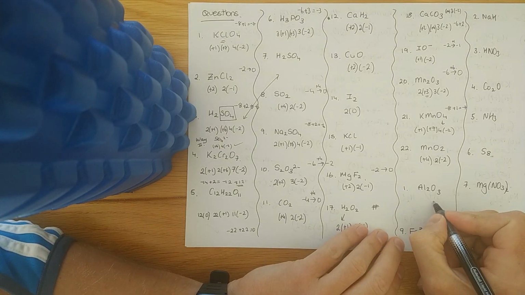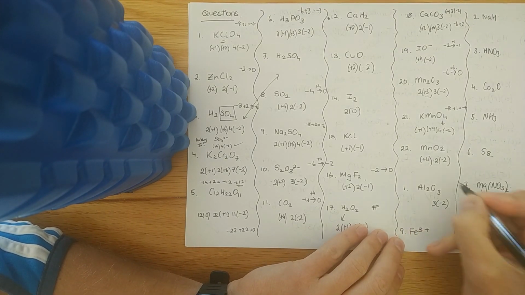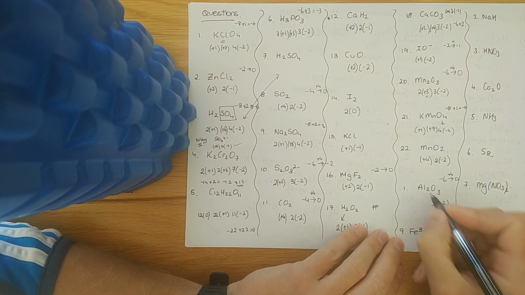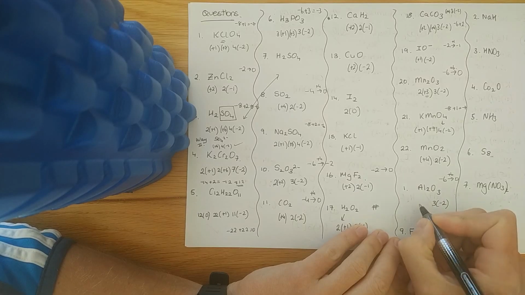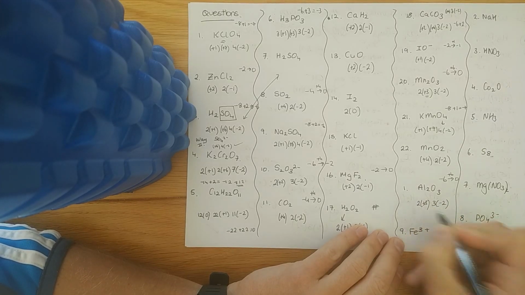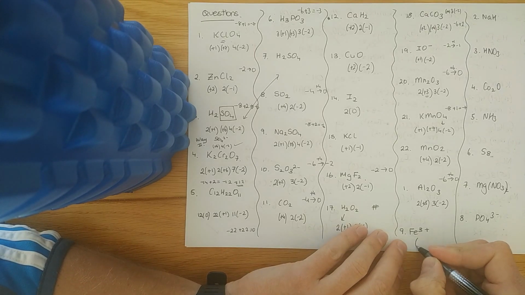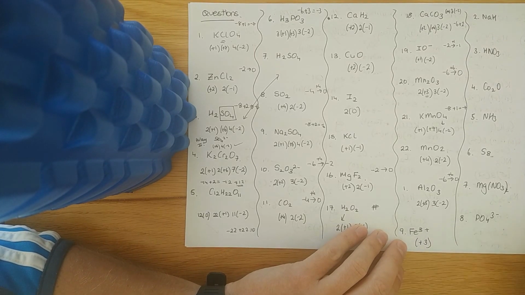Al2O3, 3 times minus 2, it's your oxygen. You're at minus 6, we want to get it to 0, so we're going to add on 6. And that adding on 6 is split amongst 2 aluminiums. Fe3+, just the charge that's on your iron, so it's plus 3.